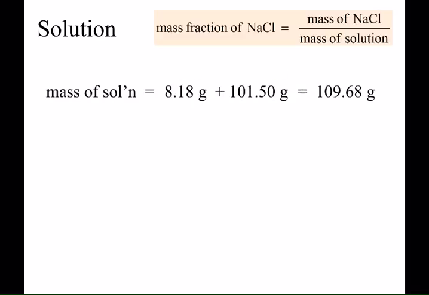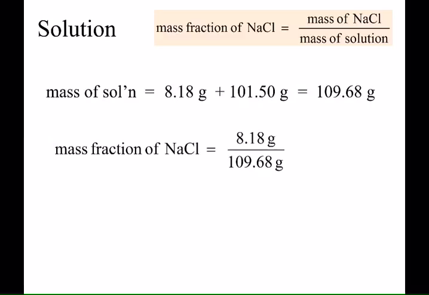So our calculator would display this number. That's the mass of the solution. That is going to go right down here. It's the total mass of the mixture or solution. So we're ready to do our ratio or our division. Simply we need to put the mass of the pure salt, which was 8.18 grams, divided by the mass of the total mixture or solution. That was that 109.86 grams.